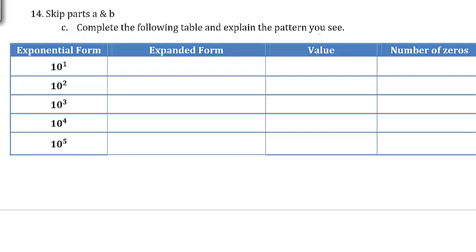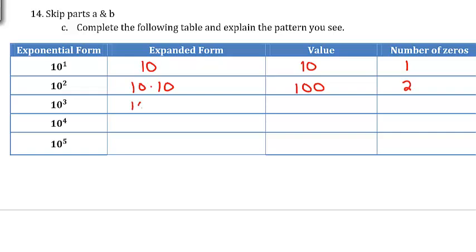This video is about scientific notation, and before we get too far in that, we're just going to look at some powers of 10. And so 10 to the first is just 10, and so the value is 10, and the number of zeros that it has is 1. 10 squared is 10 times 10, so that's writing it in expanded form, and 10 times 10 is 100, and the number of zeros it has is 2.